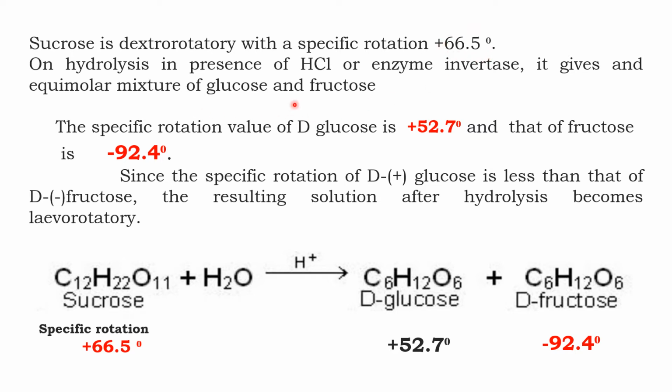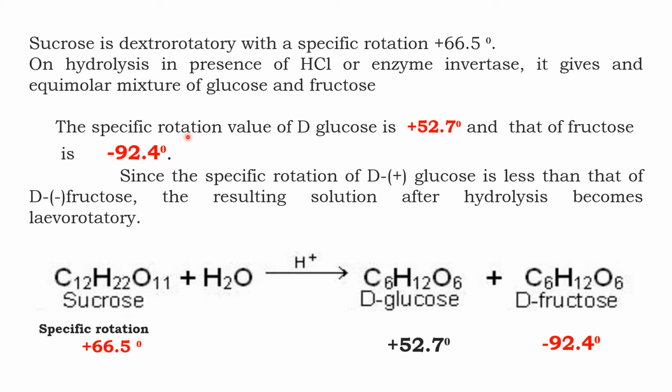But after hydrolysis, I will get glucose having a specific rotation value of plus 52.7, while the same mixture contains fructose, which has a specific rotation value of minus 92.4 degrees. That is a minus sign, and this is a plus sign. So the resulting mixture contains equal amounts of glucose and fructose. But for glucose it is positive 52.7, that is dextrorotatory. But for levorotatory fructose it is minus 92.4.